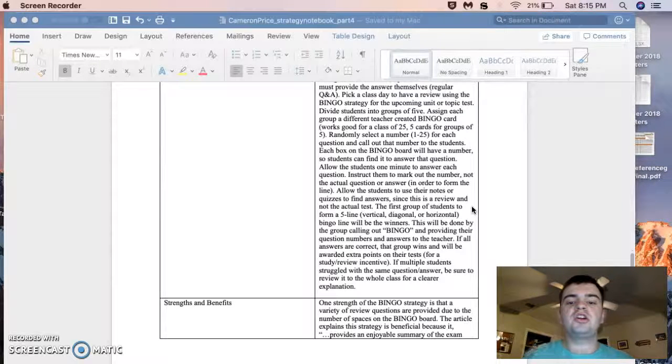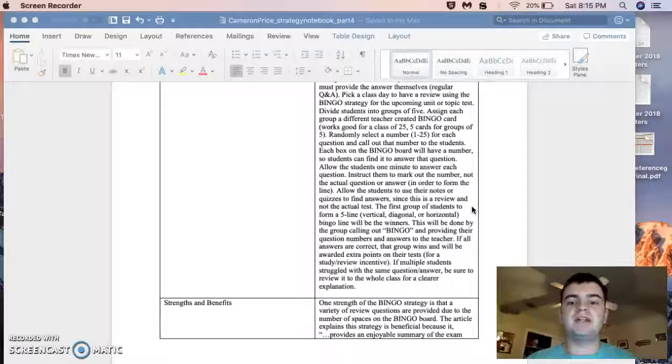The next thing you're going to do, pick a class, that's the preparation for it. Pick a class day to have a review using the bingo board strategy over the topic that they're going to have the exam over. So if you're going to have an exam or test on Friday, you might do this on a Wednesday or Thursday for student preparedness and success ratio.